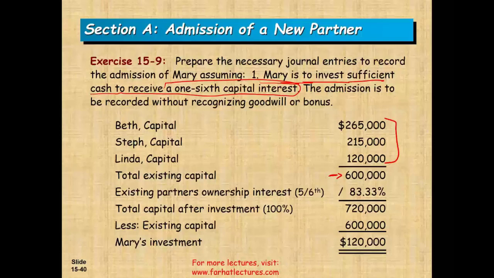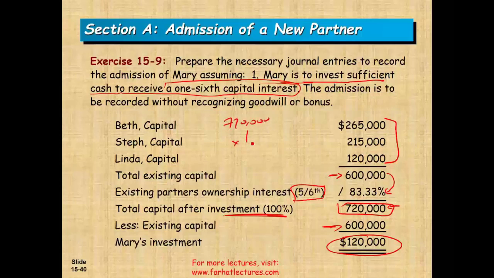Well, what does that mean? It means $600,000 represents right now only 5/6 of the company. So the $600,000 represents 5/6. So simply put, the company should be worth $720,000 after Mary invests. Okay, so how much would Mary need to invest? Well, the capital balances should be 720, and right now it's 600,000, so for Mary to get 1/6, she will need to invest 120. Simply put, if you take 720 multiplied by 1/6, it's going to be 120,000.